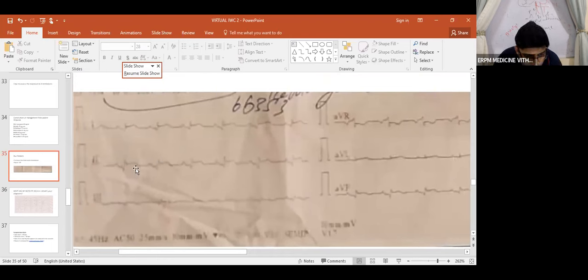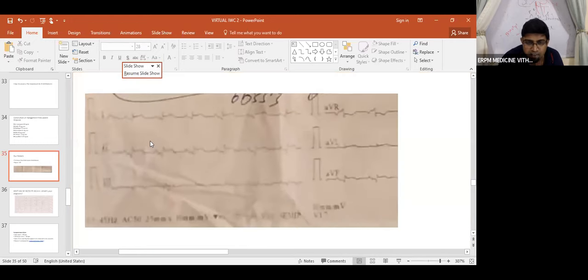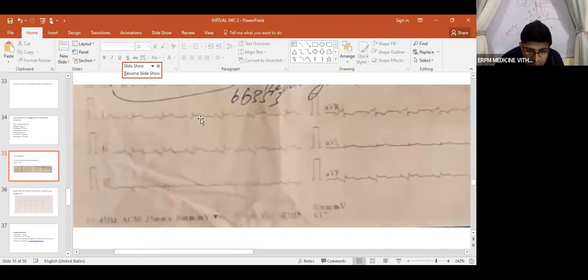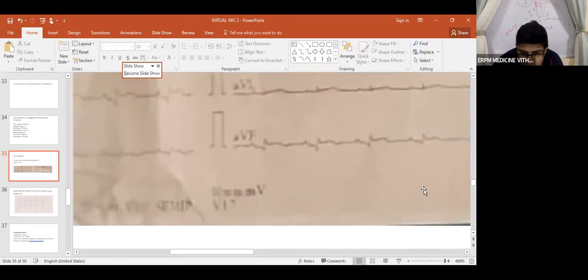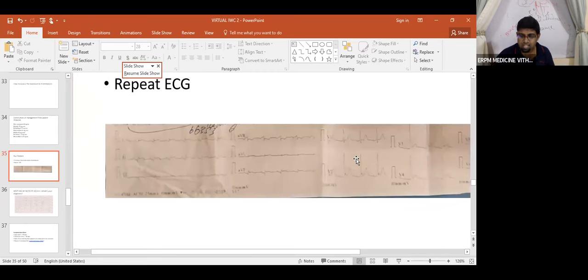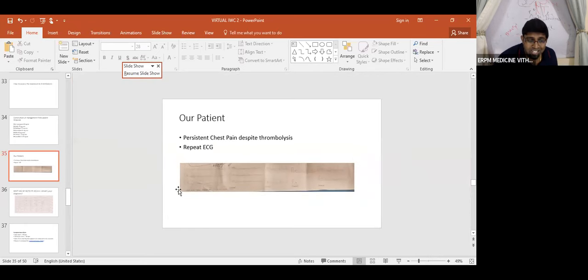Look at lead 2. ST segment is still elevated, isn't it? Look at lead 1, ST segment is still elevated. Look at aVL, aVF, ST segment is still elevated. So there is no decrease by 50%.